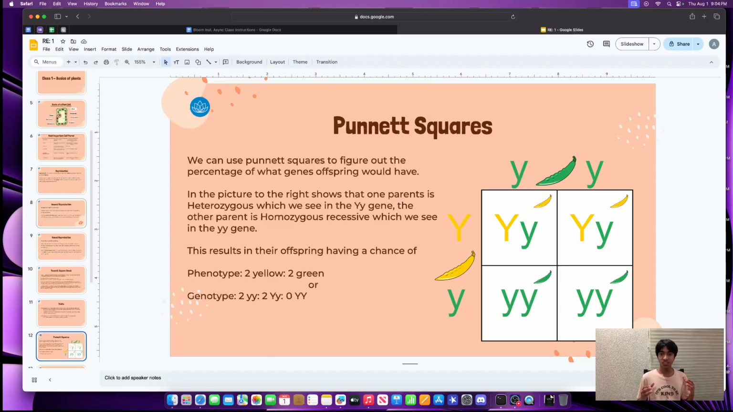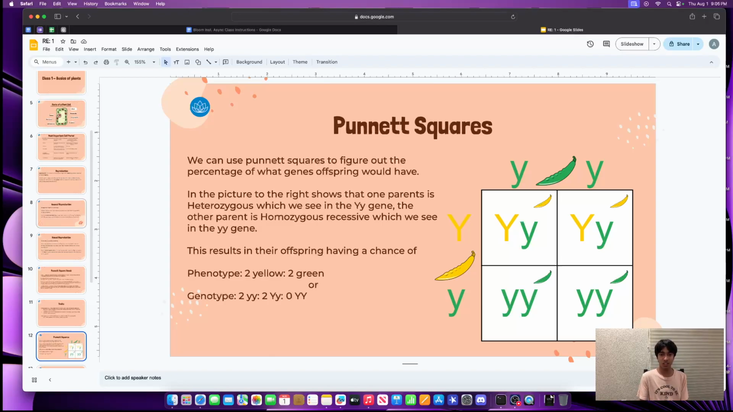So we can use these squares called Punnett squares, which are kind of like multiplication tables, to find out the percentage of what genes the offspring would have. So in this picture to the right, we can see that one parent is heterozygous with an uppercase Y and a lowercase y, and the other is homozygous, which means both are the same, and recessive, which we can see is the lowercase y and lowercase y gene, which means it's green. So the lowercase y is green and the uppercase Y is yellow.